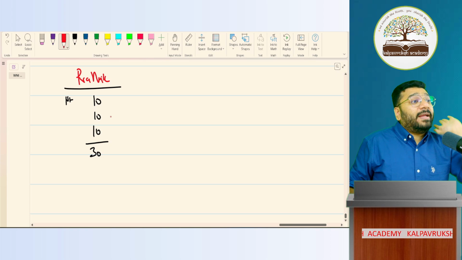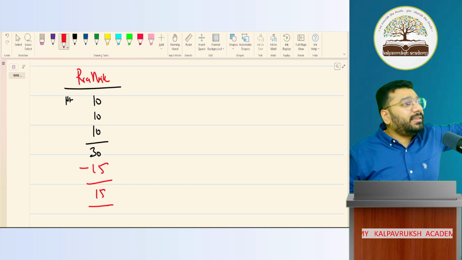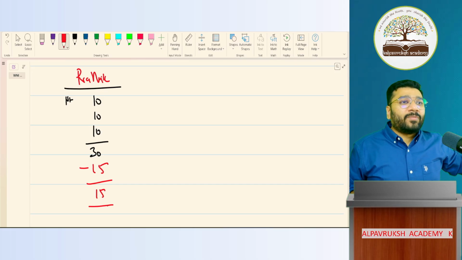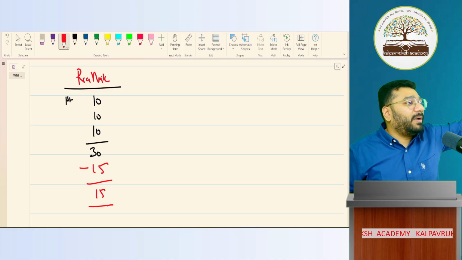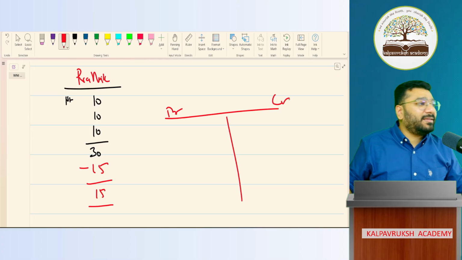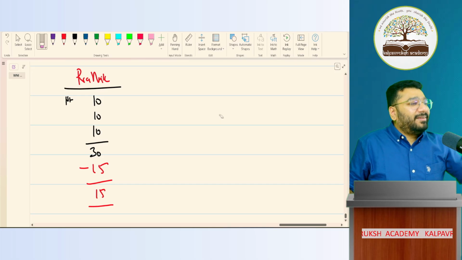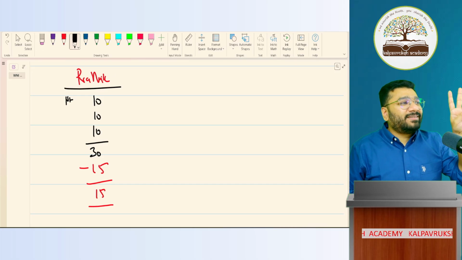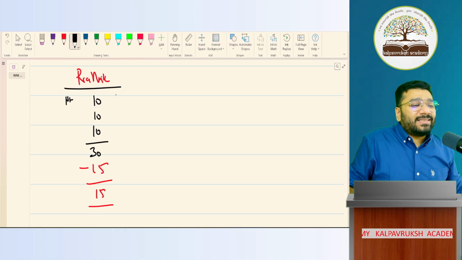So what will you do? Add or minus? Minus 15. Balance how much? 15. This is nothing but accounts only. In what format? Statement format. This is not ledger format. We prepare accounts in ledger format, T-shaped format, left hand side debit, right hand side credit, and all the complication. For that fellow, no debit, no credit. He needs only two things: white paper and blue pen. That's it. He will make all the notes. This is nothing but accounts.